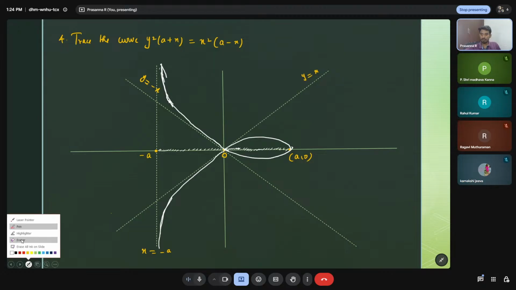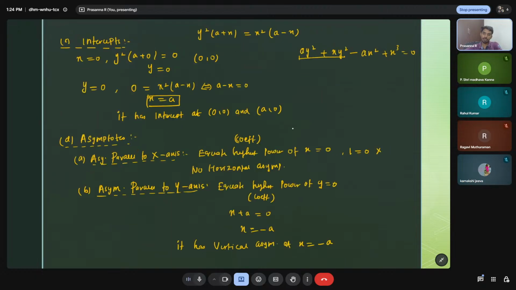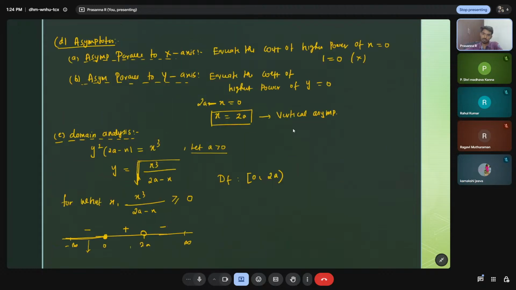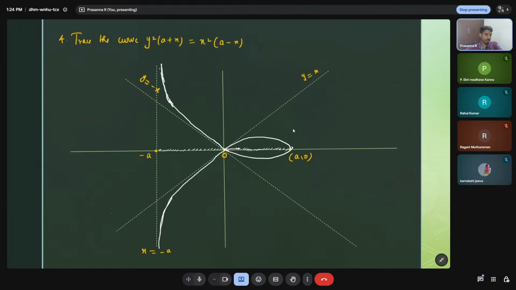So I will send you a lot of problems for practice in the WhatsApp group. So it will be easy for you. Is it clear? This is how the graph will be. So trace the curve y square into a plus x is equal to x square into a minus x.